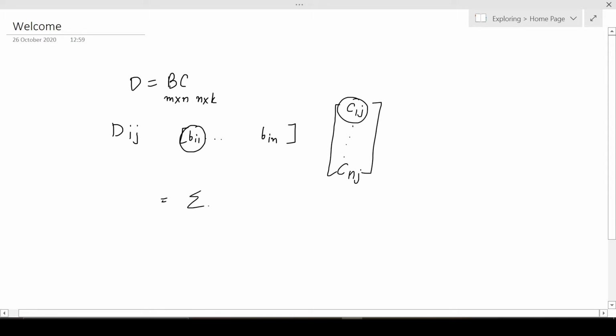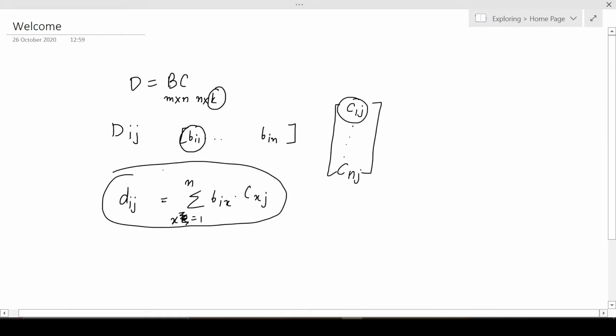So in the sigma notation, it looks like this: k varies from 1 through n, or I should not use the k symbol here because k is used here. So let me use a simple, let's say x. x varies from 1 through n. So we have bix times cxj. This was equal to dij, right? And what I'm trying to prove is that lambda times BC is equal to B times lambda C, right?